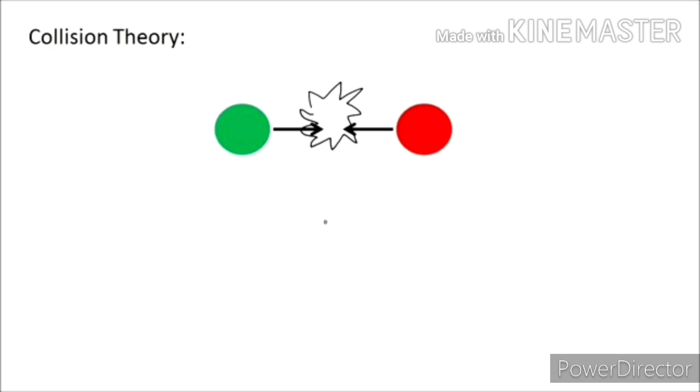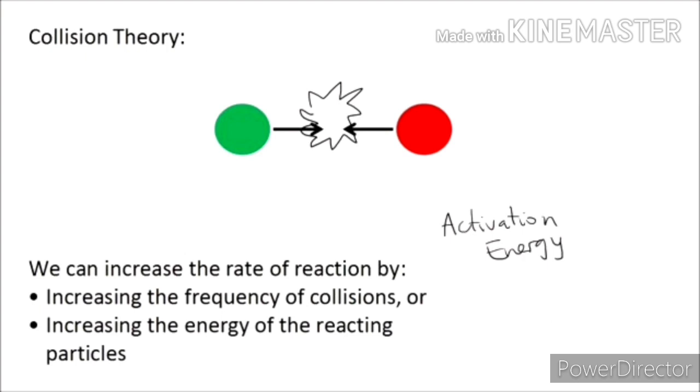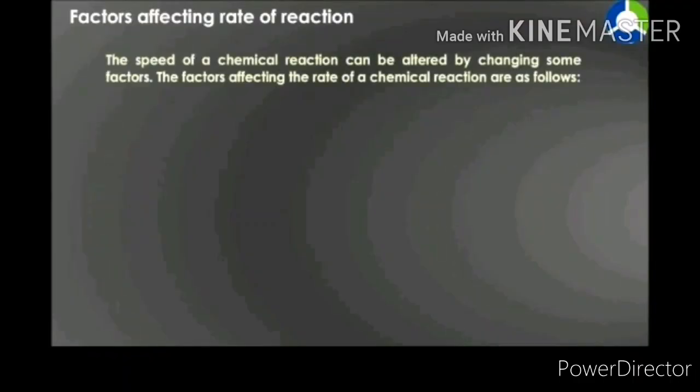The minimum amount of energy the particles need to react is called activation energy. So, there are two ways that we can increase the rate of a reaction. We could either increase the frequency of collisions or we can increase the energy of the reacting particles. If we do either of these two things or both, we can then increase the rate of a chemical reaction. So children, now let us see how the different factors affect the rate of a chemical reaction.